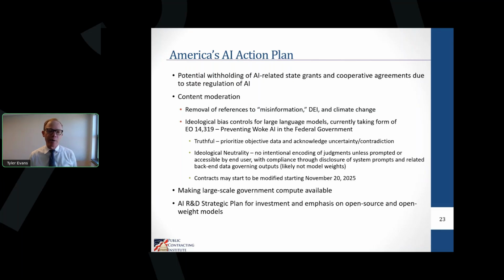There's an executive order out right now, and this is the third deadline that I was mentioning, November of this year, but it could extend to February of next year based on when they issued the original guidance. There's an executive order on content moderation for large language models, and essentially it says, look, it's preventing woke AI in the federal government. You have to make sure that your models that are being used by federal employees are truthful and ideologically neutral. So truthful makes sense, right? Using objective data, acknowledging uncertainty, that kind of thing.